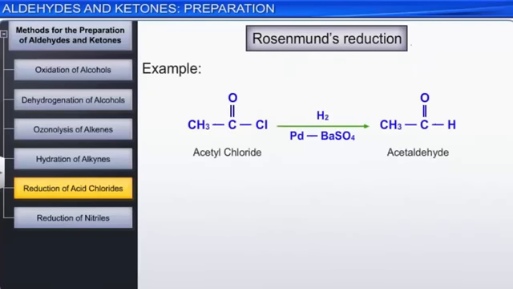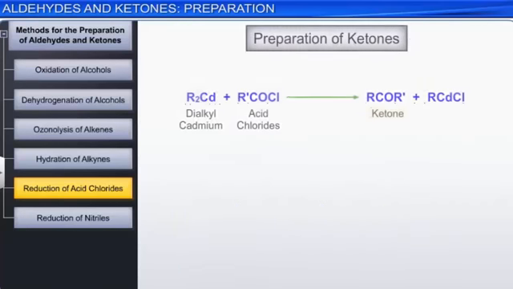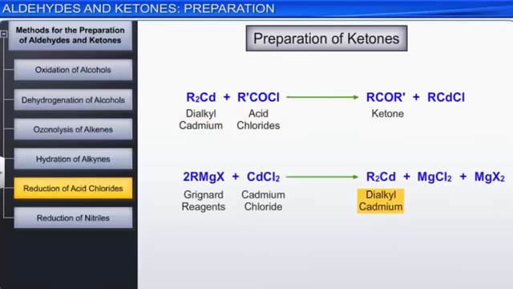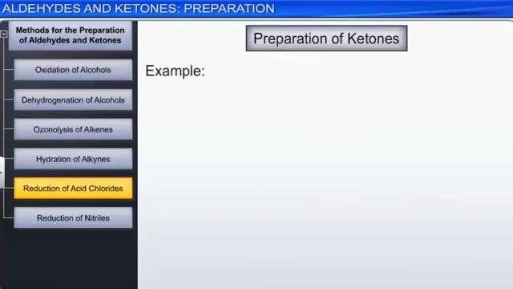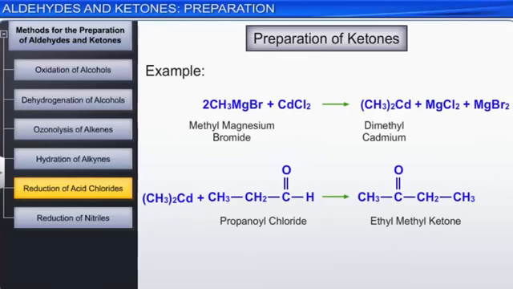For example, adding hydrogen to acetyl chloride in the presence of palladium on barium sulfate in quinoline yields acetaldehyde. Similarly, Rosenmund's reduction of benzoyl chloride gives benzaldehyde. Ketones, on the other hand, are prepared by the treatment of acid chlorides with dialkyl cadmium. Dialkyl cadmium can be prepared by the reaction of cadmium chloride with Grignard reagents. For example, the reaction of methyl magnesium bromide with cadmium chloride gives dimethyl cadmium. The treatment of dimethyl cadmium with propanoyl chloride gives ethyl methyl ketone.